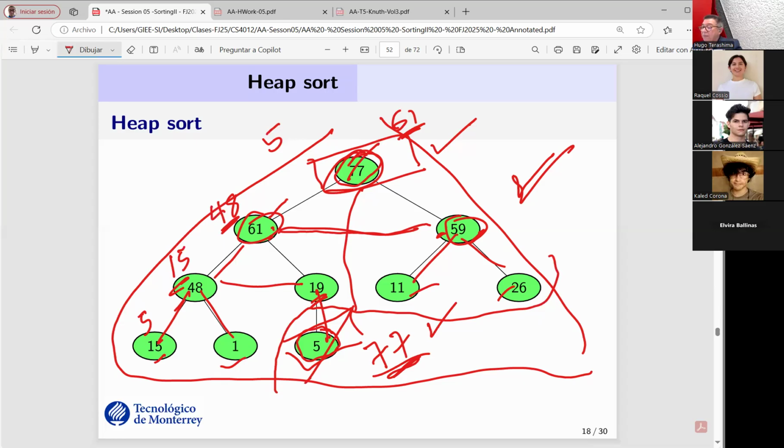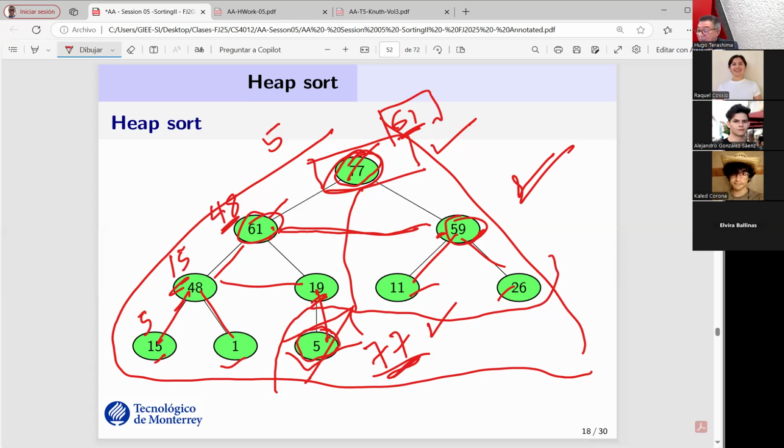Is that okay? Clear or not? Wouldn't it be easier to already be constructing the solution with the maximum values of the heap? Oh, yes. This is the maximum value again.